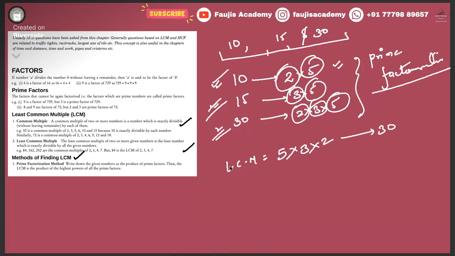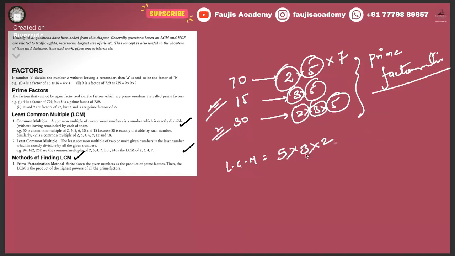Let us say there is another number. For example, the numbers over here are 70, 15 and 30. So this 70 can be written as 2 into 5 into 7. Can we write it like 2 into 5 into 7? We can write, isn't it?